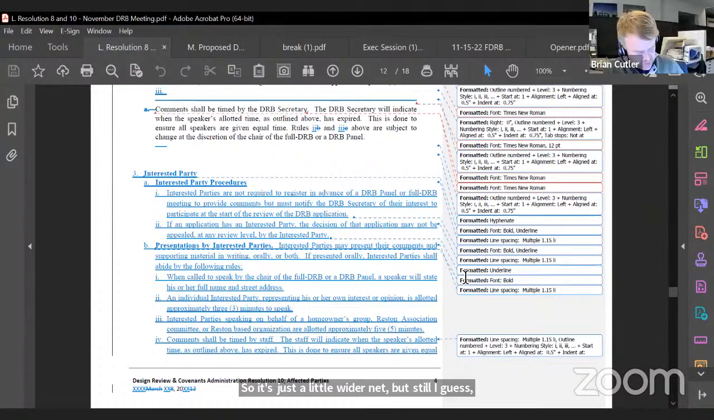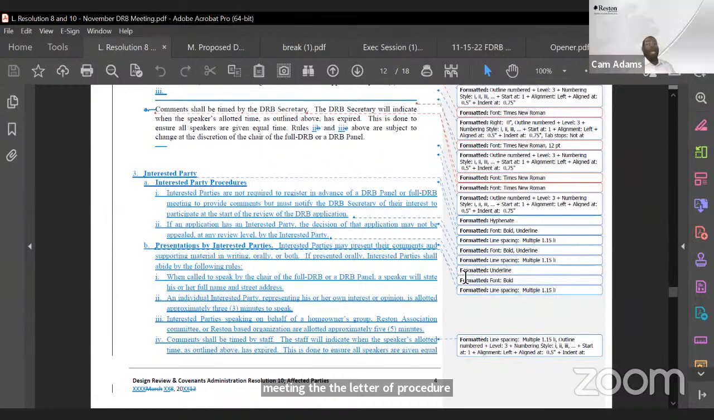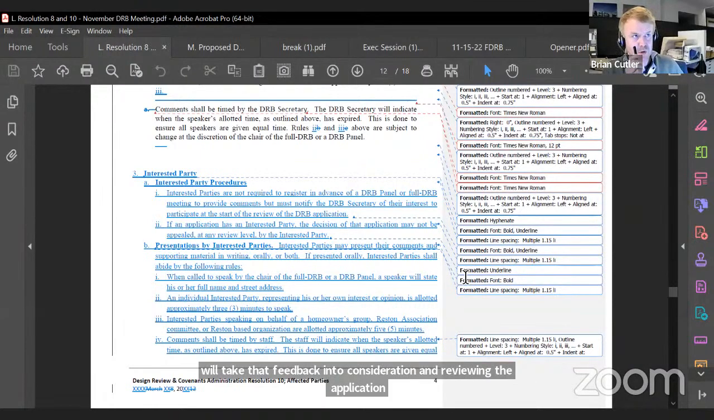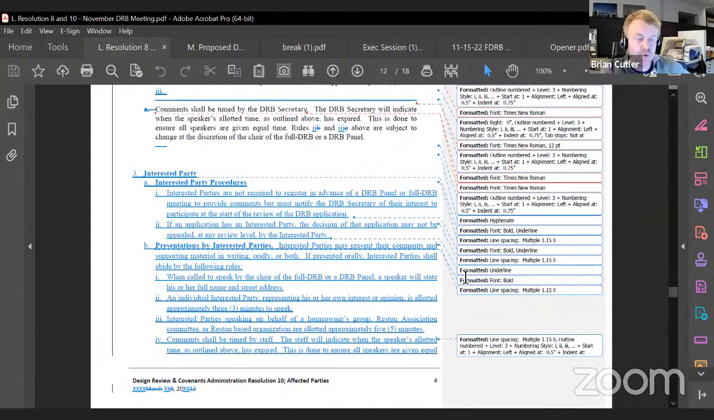Would there be a similar process that the DRB could reject an interested party, similar to how we could for the affected party? I don't believe that would be necessary, given that they're not able to appeal the decision of the DRB. It's just merely like a listening session to get feedback, and maybe the DRB will take that feedback into consideration in reviewing the application. Okay. And then final question. So if there was an interested party but not an affected party, then you couldn't approve it by acclamation. You would still have to run through it to hear their feedback.